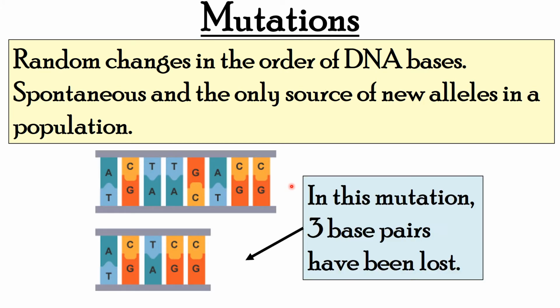So here is a mutation. So in this mutation, 3 base pairs have been lost. There's different types of mutation. We go into more detail on them in higher biology, but for our purposes just now, if you just think about a mutation being a change in the order of the DNA bases, whether it's something being added, something being substituted, something being deleted, all you need to think about is it's a change.